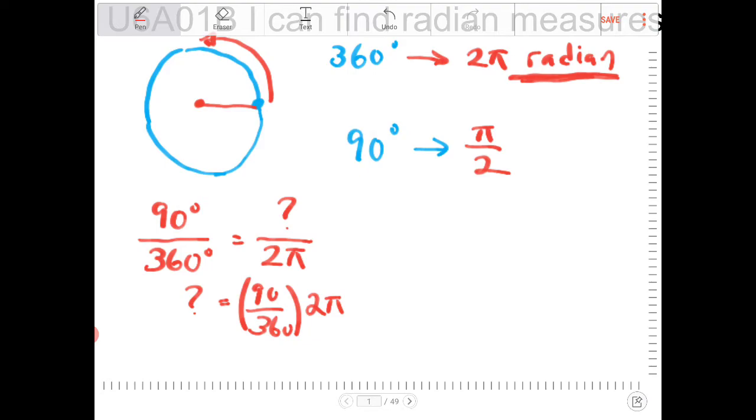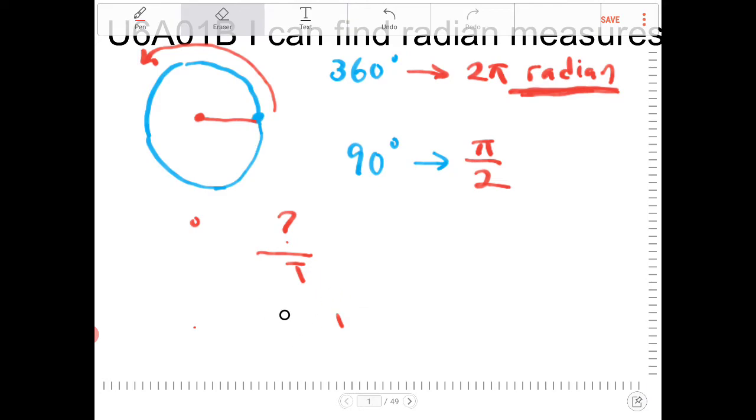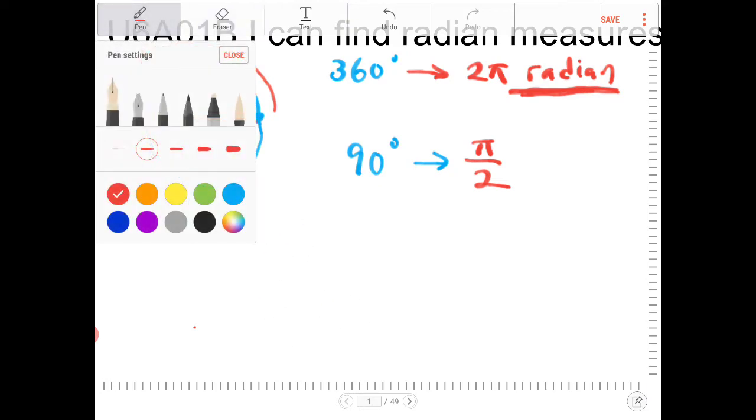All right. So what if I wanted to not do 90, but figure out 135 degrees? So 135 degrees. I'm going to erase this, and we're going to try this again. We're going to try to figure out what it is for 135 degrees.